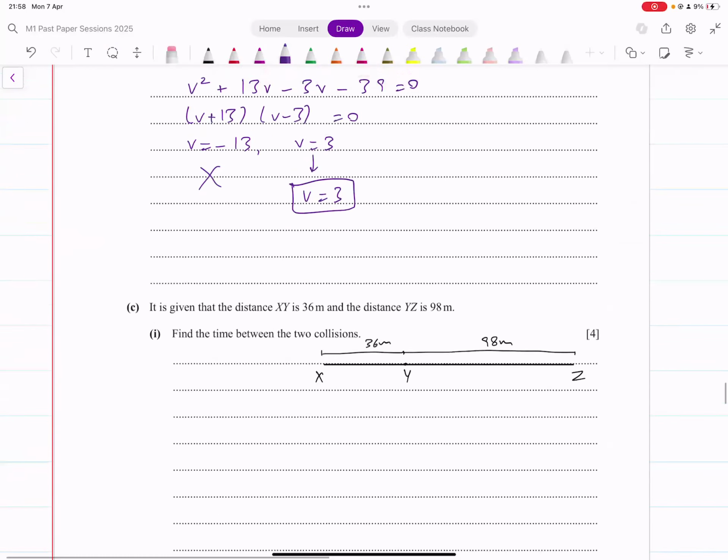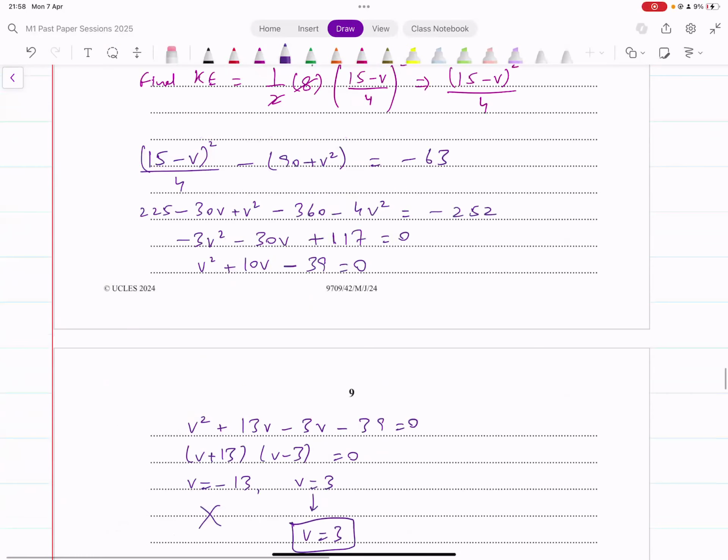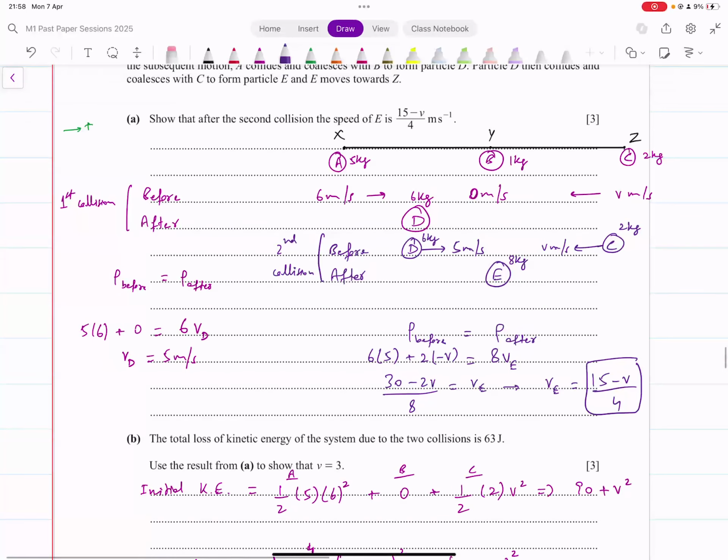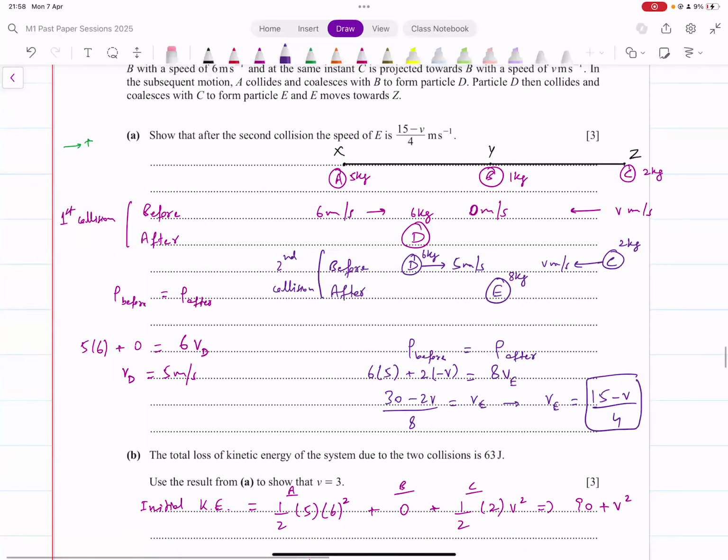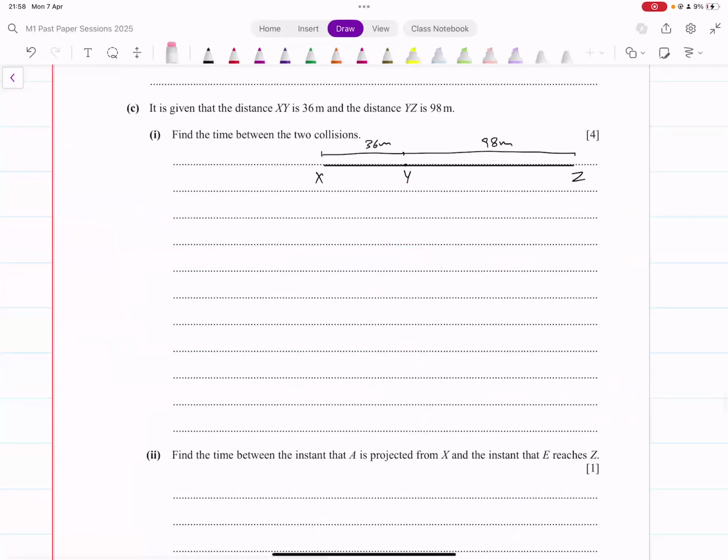How much time does it take for the first collision? First of all, A started its journey from this point. This was X, this was Y, and this was Z. Now, first of all, A started from here and it went towards B. At what speed was it moving? At 6 meters per second. How much time did it take to reach the point B, first of all?